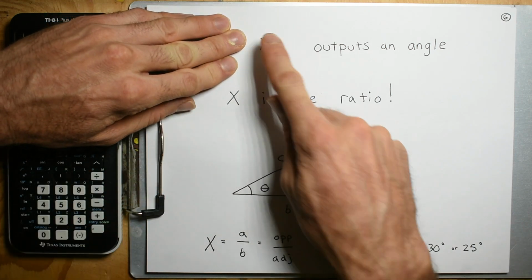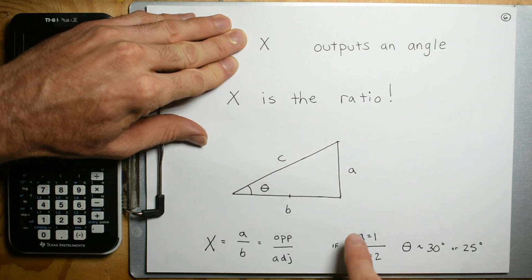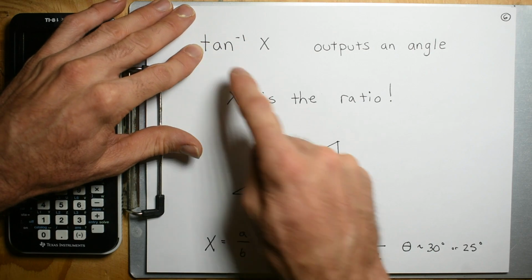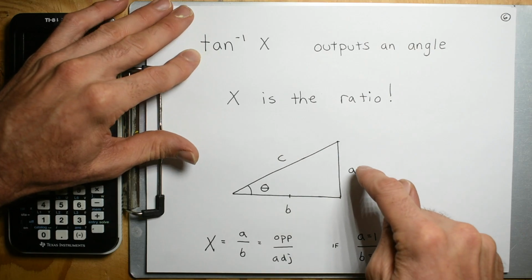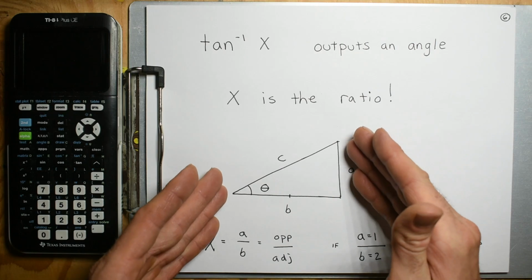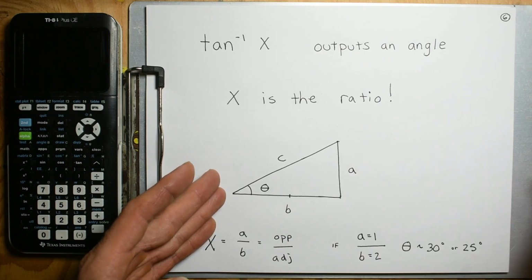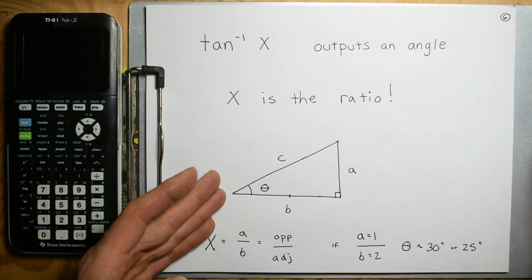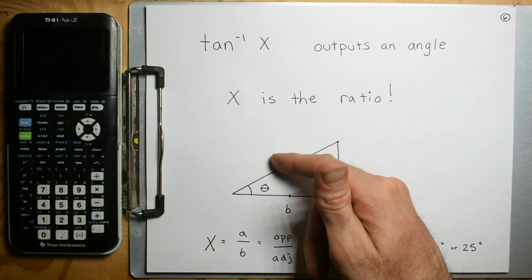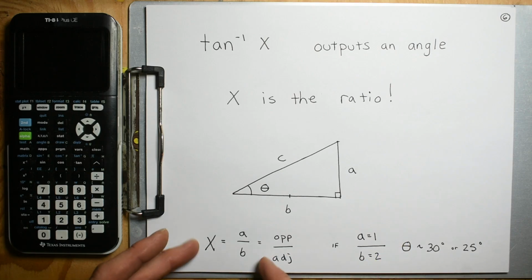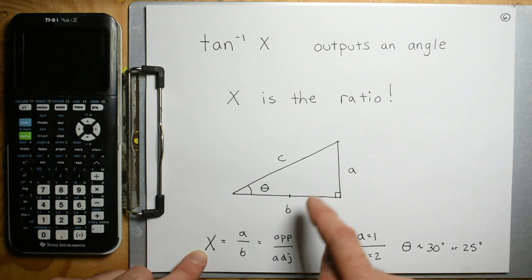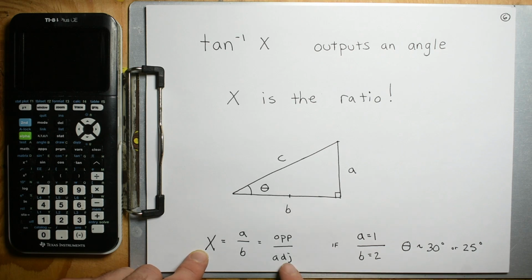So if this value right here is a ratio, and it's associated with the tangent, that ratio is going to be opposite over adjacent. So I think it's very valuable and useful to always draw a right triangle. I think this is a great thing to do. Have a side A, B, and C being the hypotenuse. And x is going to be the ratio of A divided by B, opposite divided by adjacent.